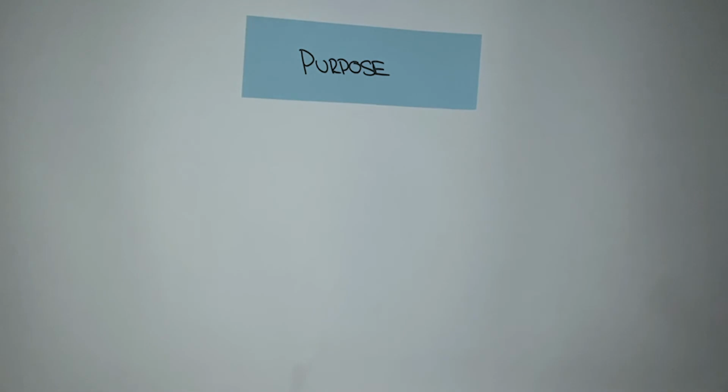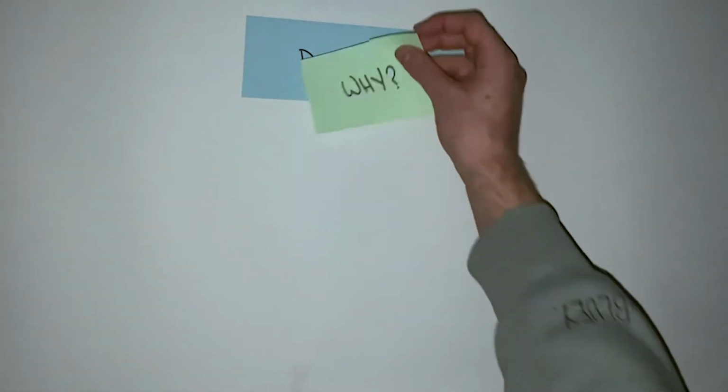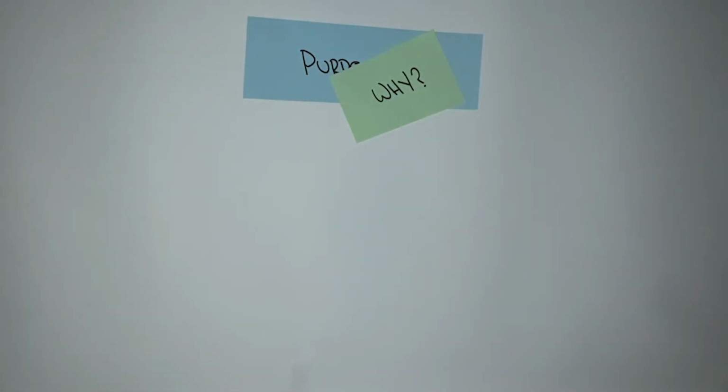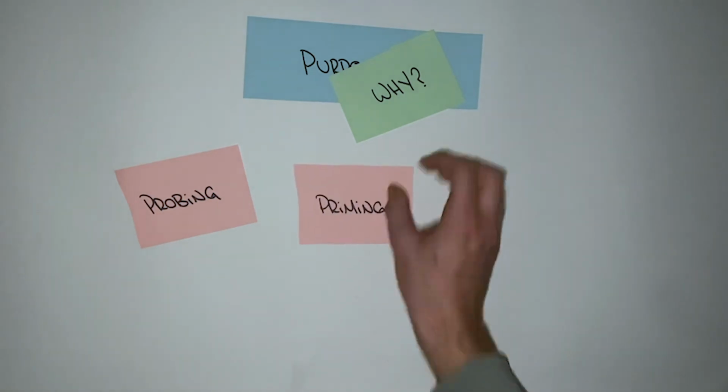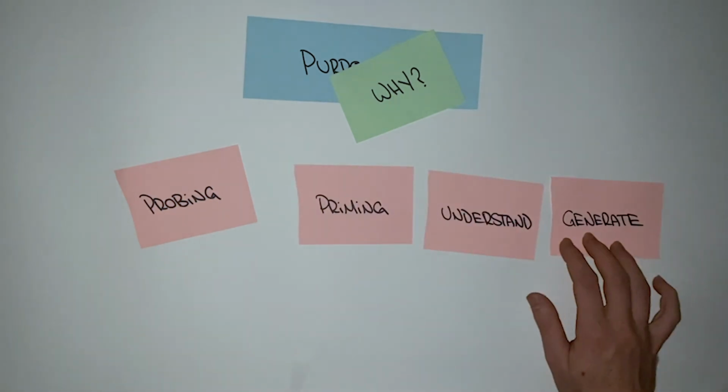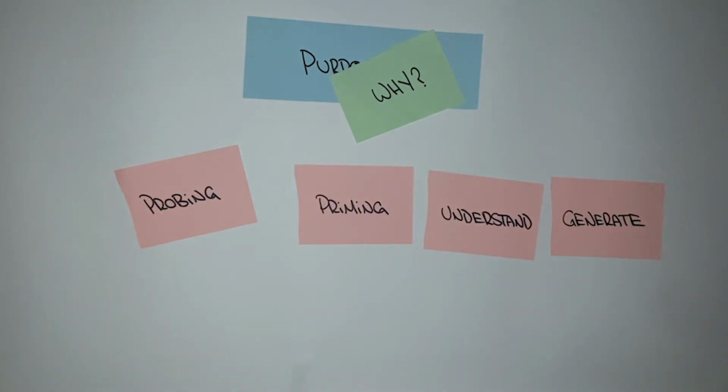And then the purpose would essentially be the why. Why are these activities being done? And they break the why down into probing, priming, understanding, and generating. And whenever approaching any of the forms, you need to understand what the purpose is for. Are we trying to probe the user to learn more about them and how to develop a product? Or are you priming them?